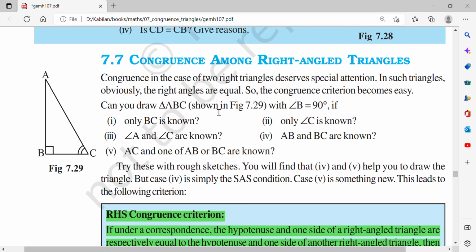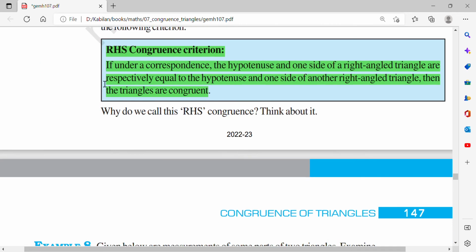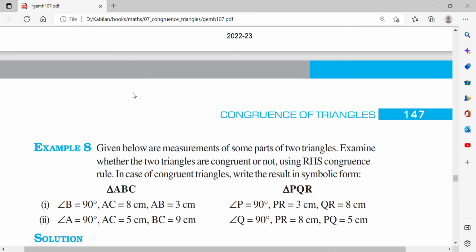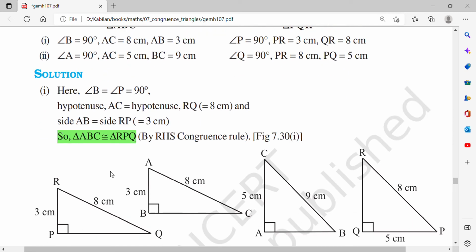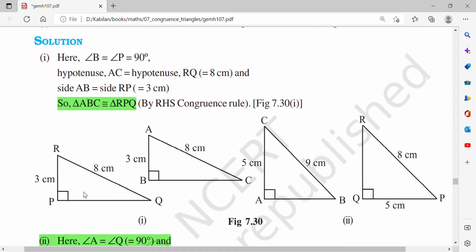The right angle triangle congruence. So this is the criterion: if under a correspondence, the hypotenuse and one side of a right angle triangle are respectively equal to the hypotenuse and one side of another right angle triangle, then the triangles are congruent. Now in the first figure, you see the hypotenuse is given 8 centimeter and 8 centimeter, and one side is given 3 centimeter, 6 centimeter. So they are congruent. Triangle ABC is congruent to triangle RPQ.